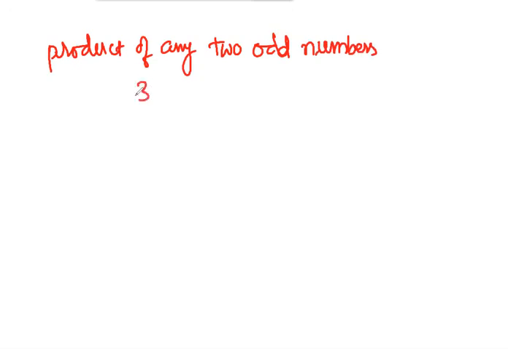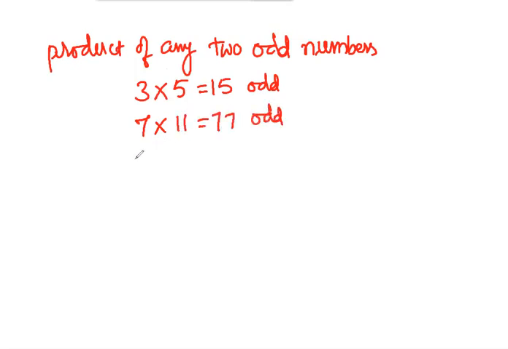Let us take 3 and 5. Odd numbers multiply: 3 fives are 15. We get an odd number. Let us take some more numbers. 7 into 11 is 77, an odd number. 5 into 7 is 35, also an odd number. So the product of any two odd numbers is an odd number. In this way, we can understand the even numbers and odd numbers.